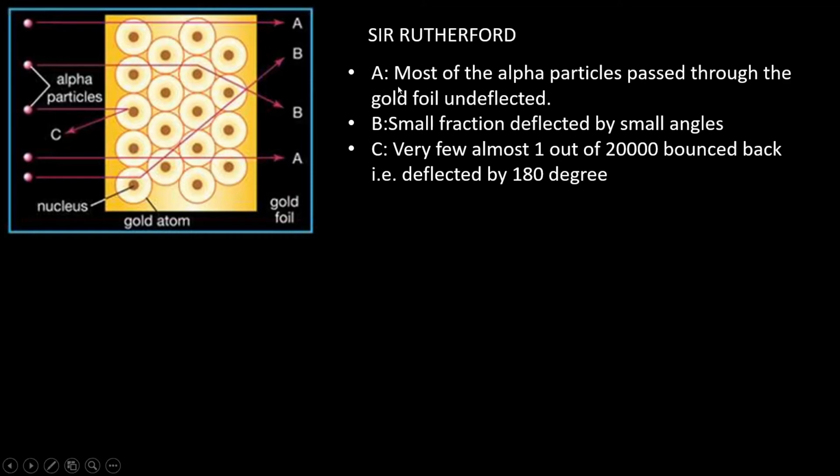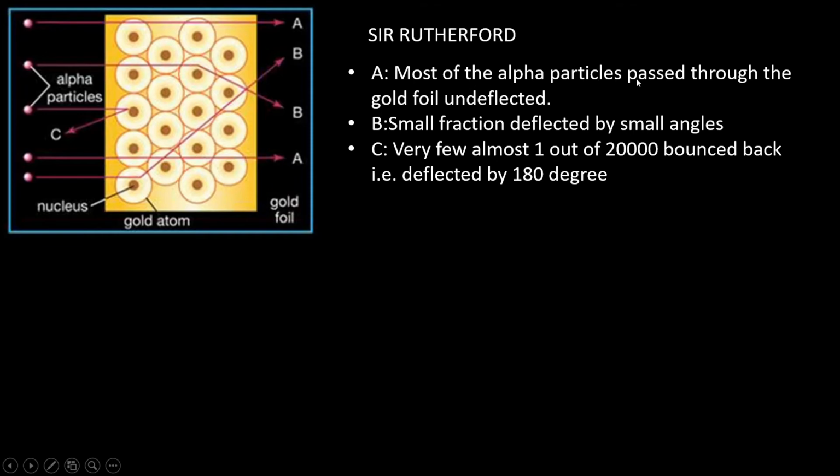So we categorize the scattered alpha particles into 3 categories: A, B, C. A was the category of alpha particles that passed through the gold foil undeflected. B was the category of alpha particles deflected with small angles, and C was the category with deflection of 180 degrees. Friends, to his surprise, he found that 1 out of 20,000 alpha particles was deflected by 180 degrees, that is, they just bounced back. This was the surprising result for Sir Rutherford.